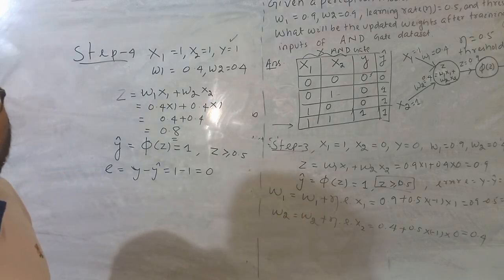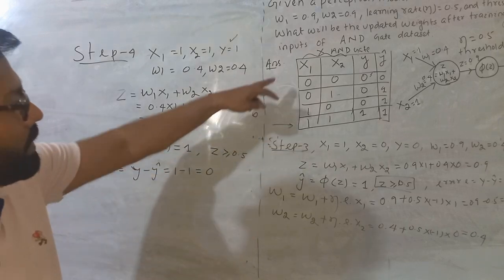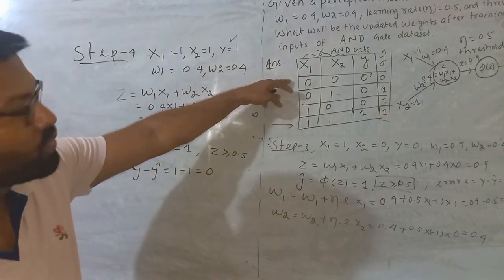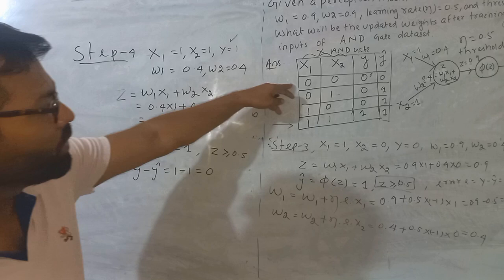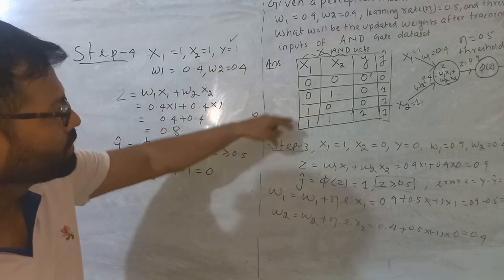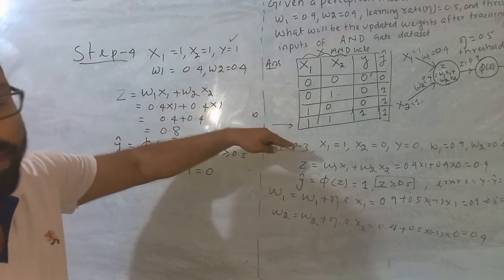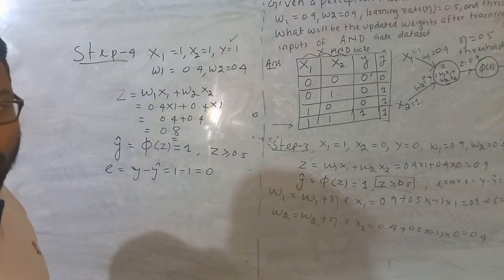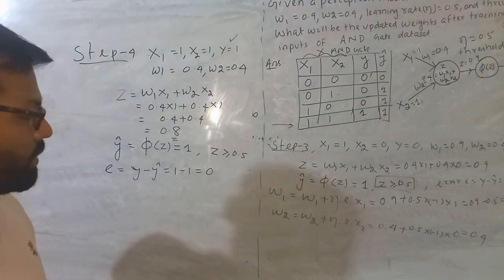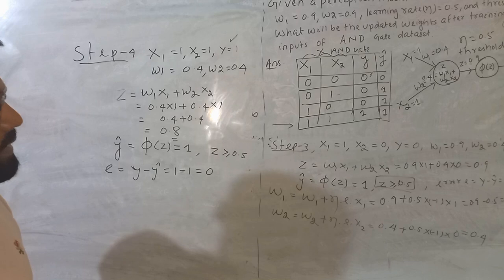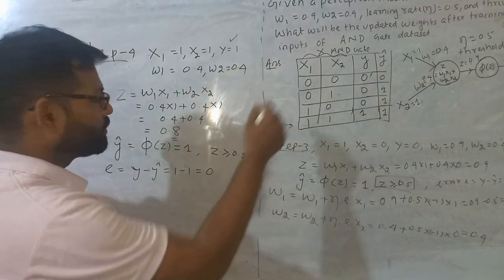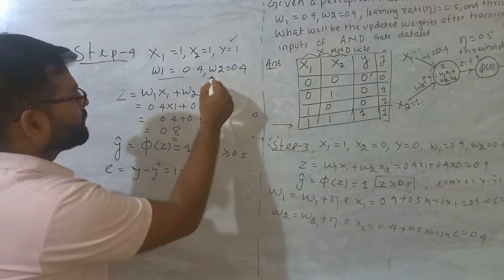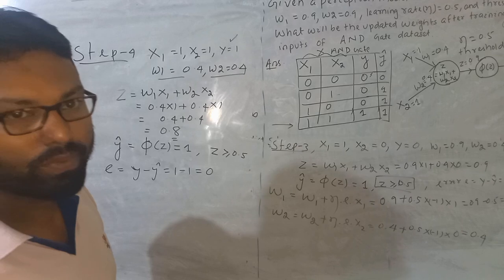So finally, what did we get after one epoch? What is one epoch? We have to update the weights for all the training examples. So the whole training set is one epoch. One epoch is completed, and we have updated all the weights. Finally we got W1 equal to 0.4 and W2 equal to 0.4. So these are my final weights.